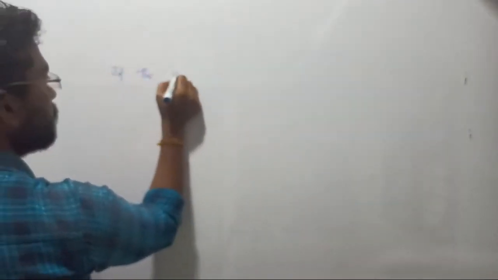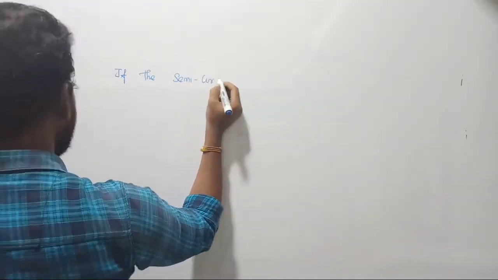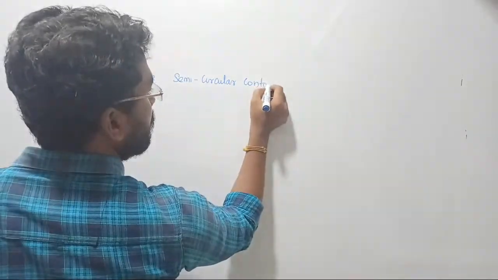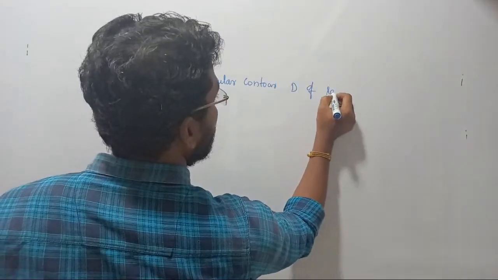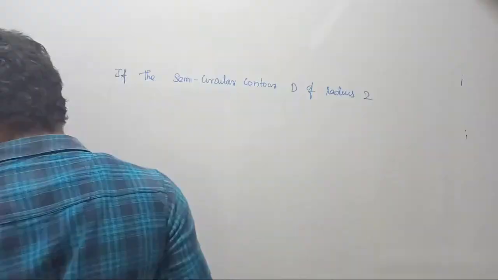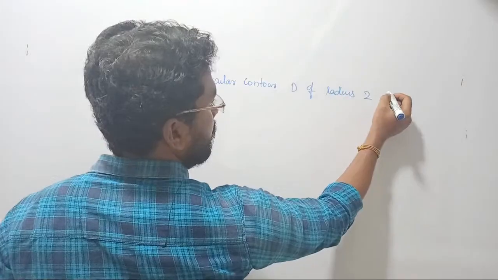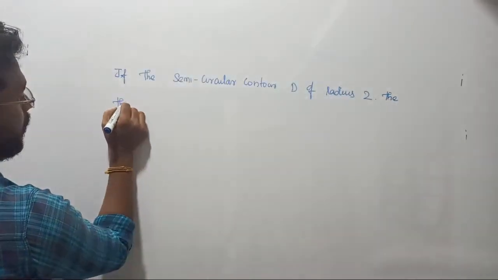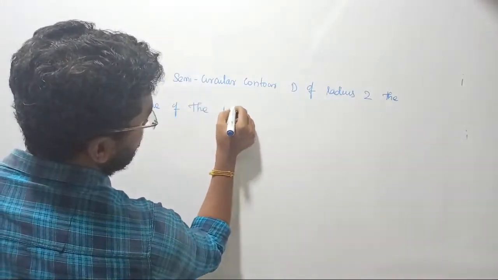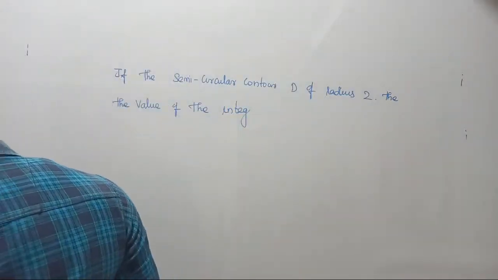Given the semicircular contour D of radius 2 as shown in the figure, then the value of the integral is what? That is the question.